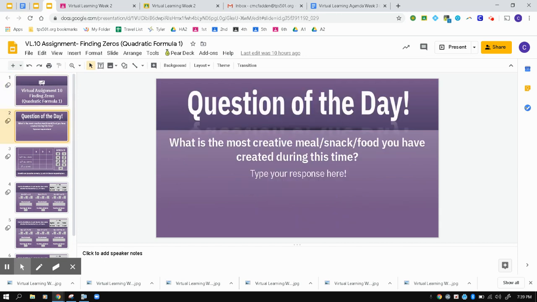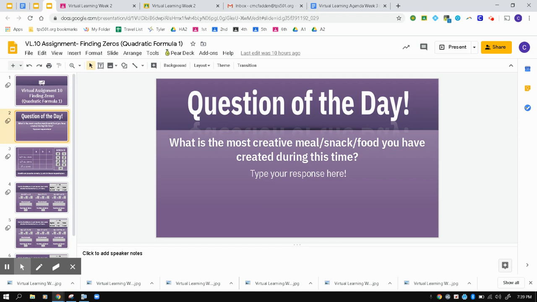Okay, here we go. So here's your question of the day. What is the most creative meal / snack / food you've created during this time? Come up with something good. I'd like to see it. Maybe you can share it with your friends too, because maybe they want to make it at their house.